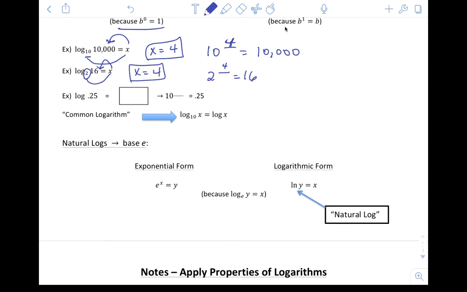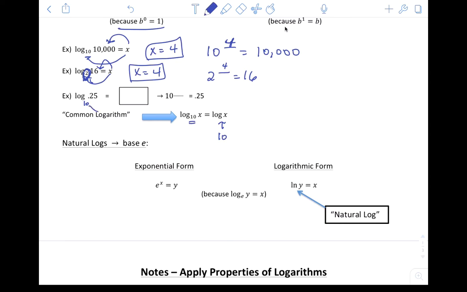So what about this guy? When you don't see a base, it's understood to be 10. It's called the common logarithm. It's like how we have the metric system, we have the customary system, we've got 10 digits, 10 places, 10 digits to the next place. So the common log is base 10. It doesn't have to be seen. If you don't have a base there, like you didn't have a base 2, if it's not saying it, it's a 10.